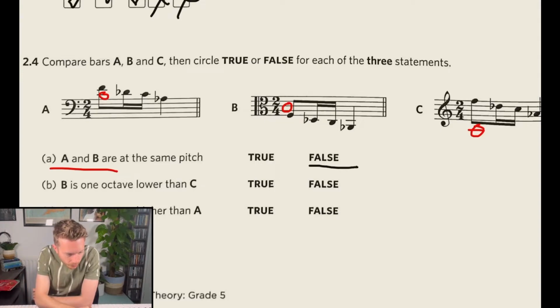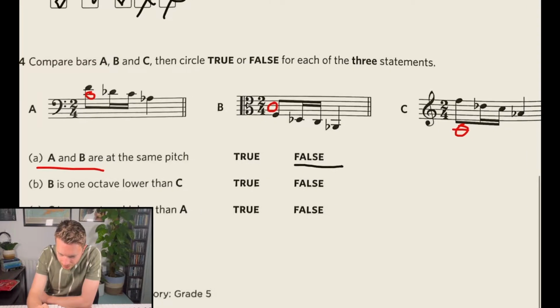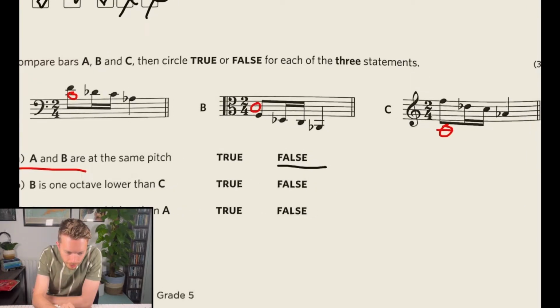Okay, so the next question is, B is one octave lower than C. So let's relate everything to where middle C is. In B, this is a fifth below middle C. That's a fifth below middle C.